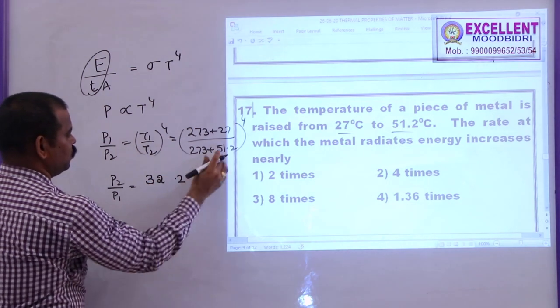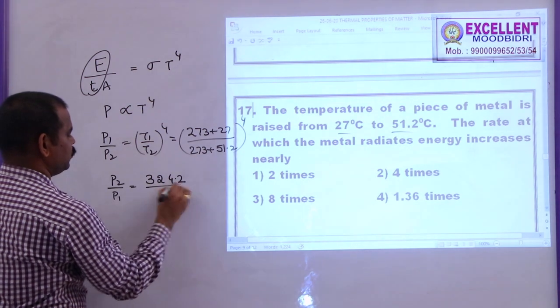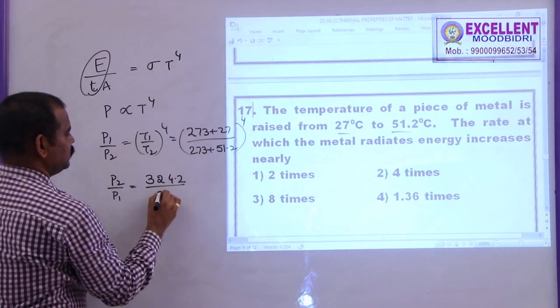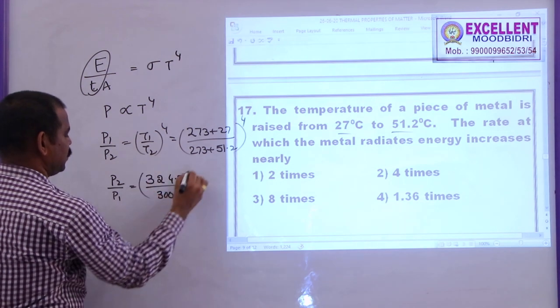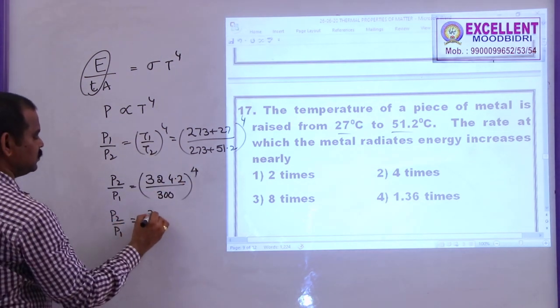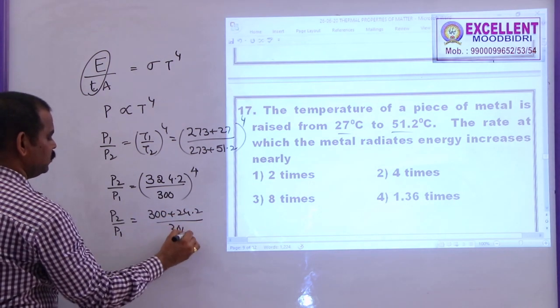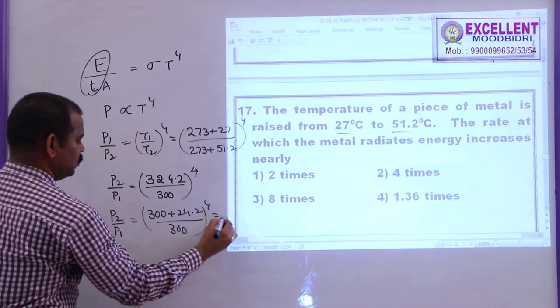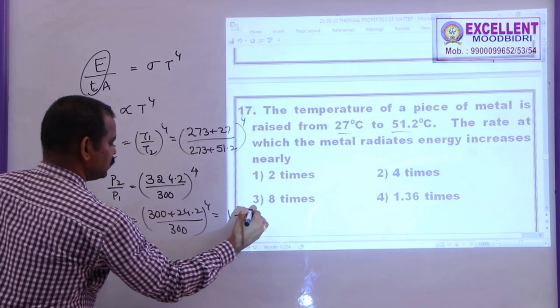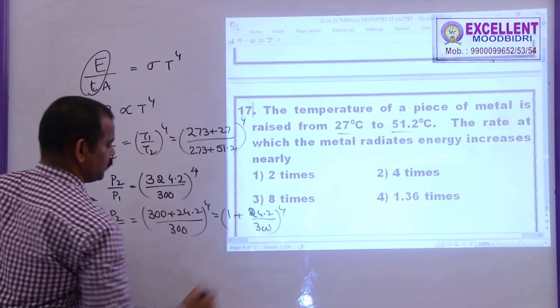That will take 2, 1 plus 3, 4, 5, 12. So 324.2 by this is 300 whole power 4. So this is P2 by P1 can be written as 300 plus 24.2 by 300 whole power 4. So this is 1 plus 24.2 by 300 whole power 4.